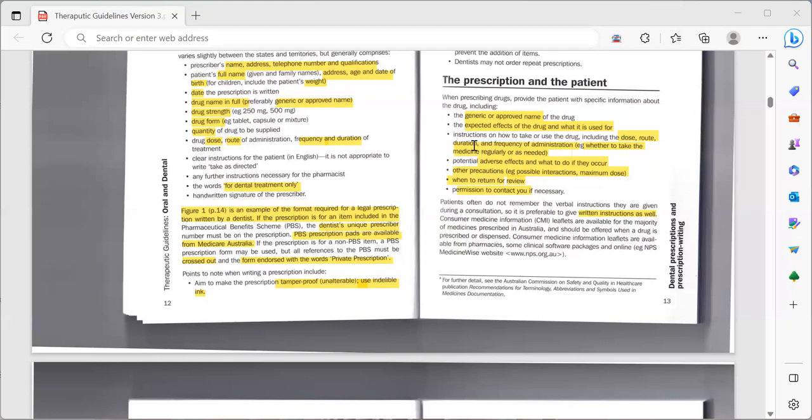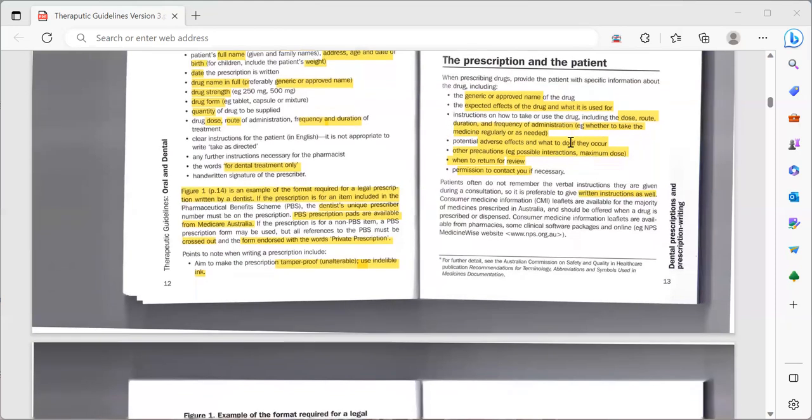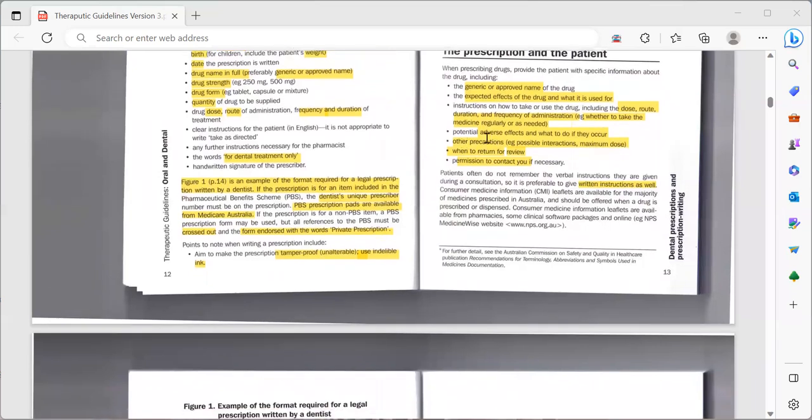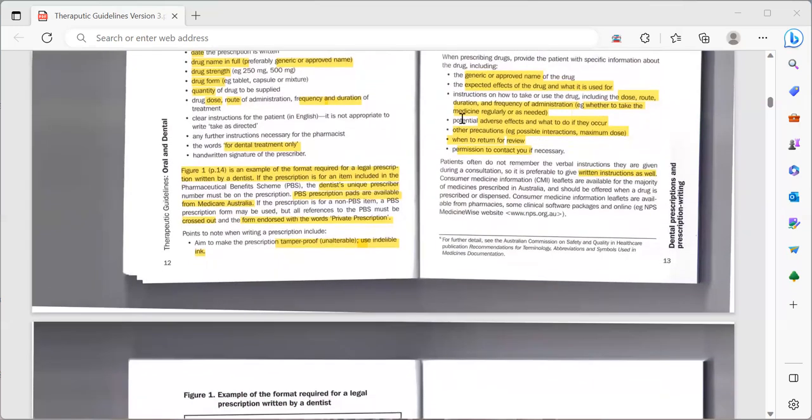You also need to give the instructions, including the dose, how much you need to take, through which route, for how many days, and what the frequency is. Then you also need to tell the patient the potential adverse effects, and what to do if they occur. Like if there is any allergic reaction to any medicine, or any other problem, you should inform the patient what they need to do.